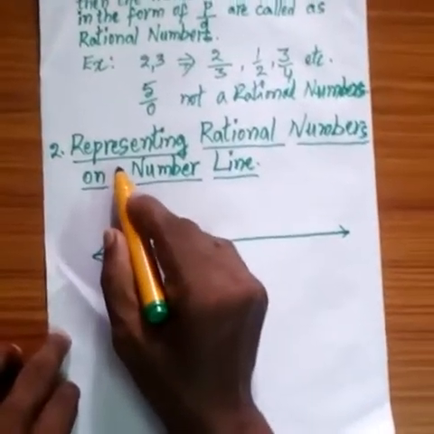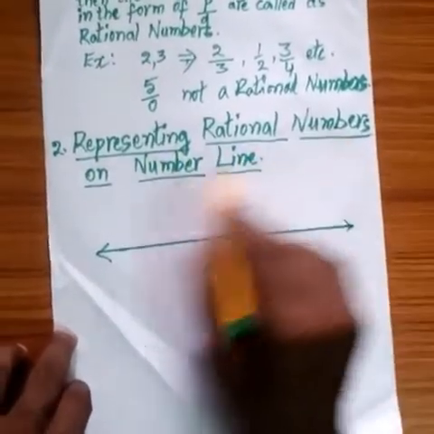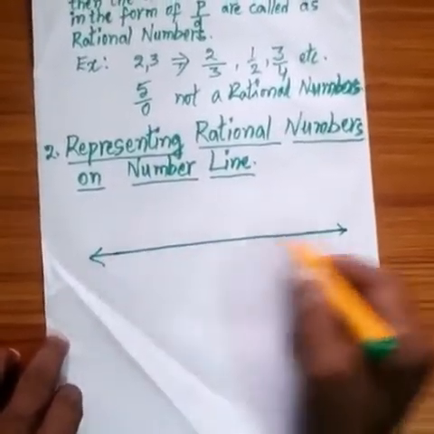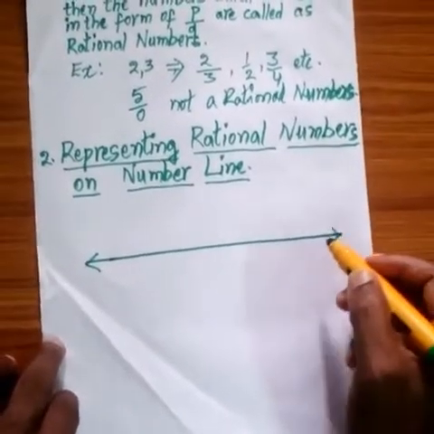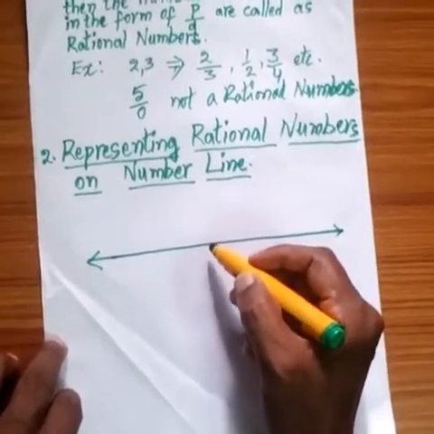Now let us learn about representing rational numbers on the number line. Let us take this as a number line. Number line means the line on which we denote or represent numbers.